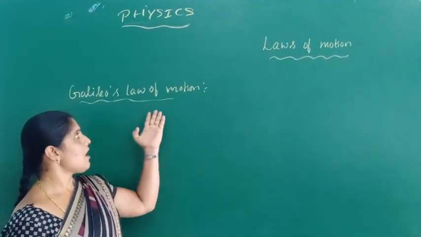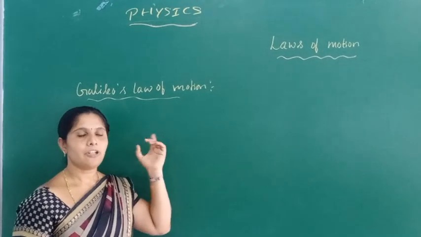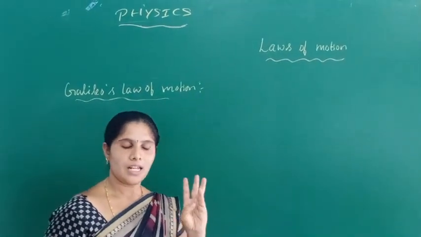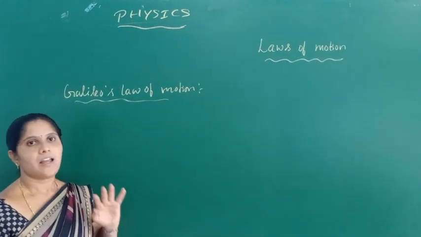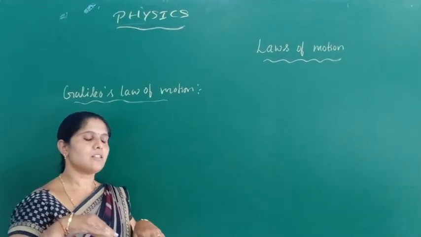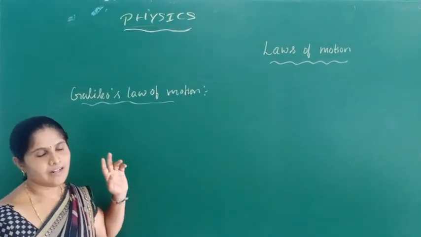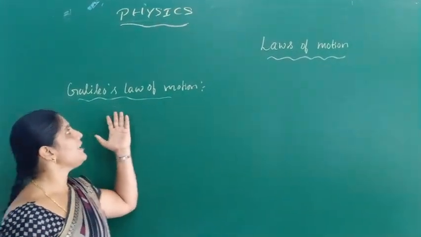Next, Galileo's law of motion. We know the Aristotle fallacy. What does the Aristotle fallacy state? Aristotle fallacy states that a continuous external force is required to keep a body in continuous motion. That was incorrect, and it was corrected by Galileo.